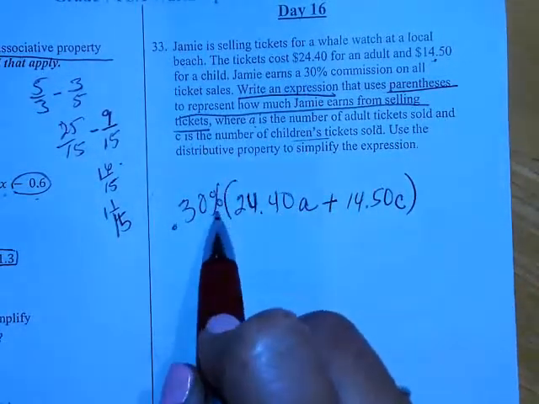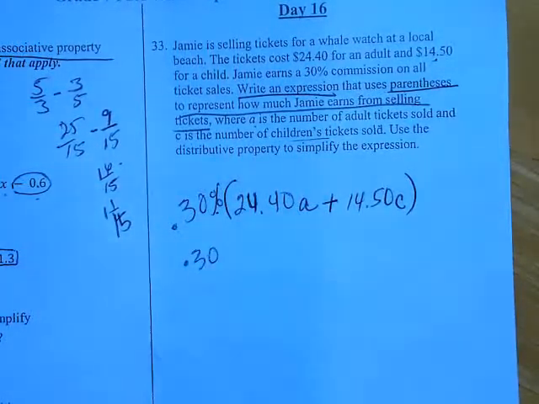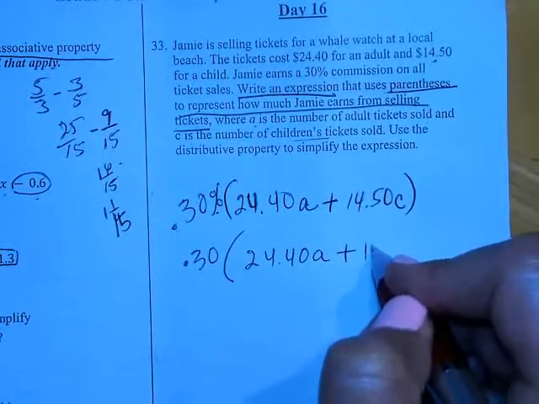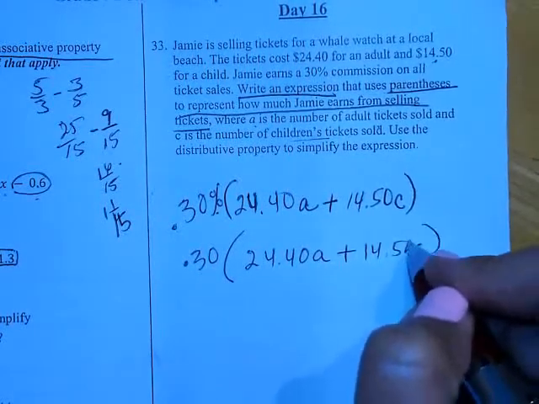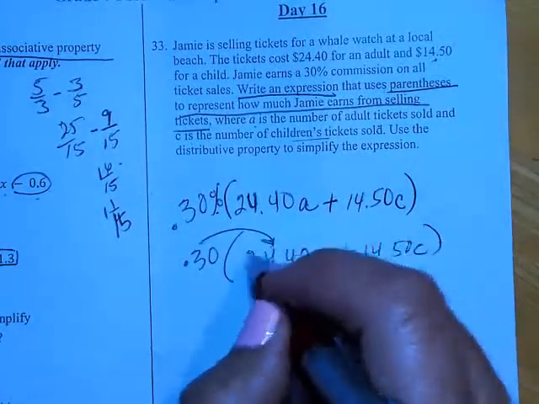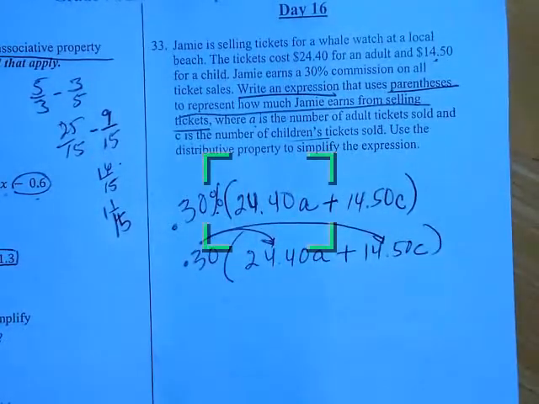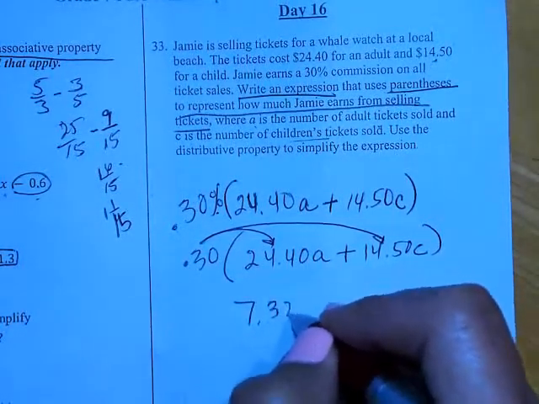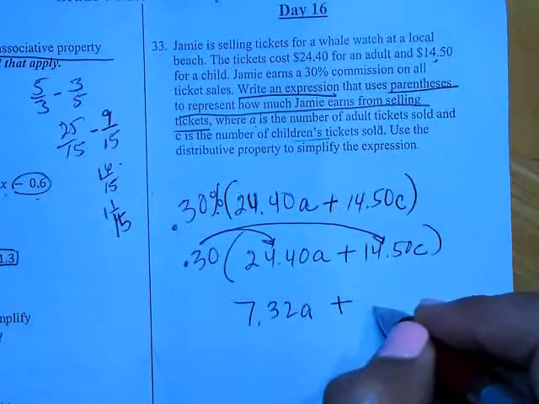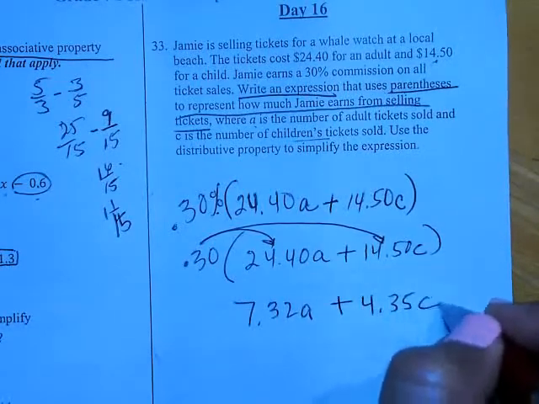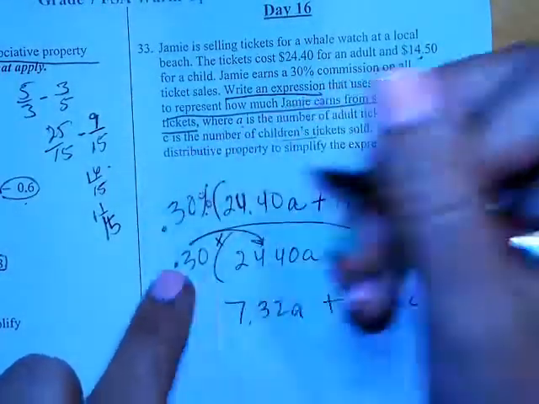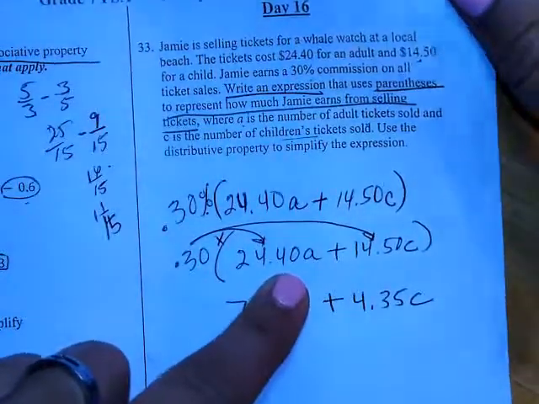Okay? My expression now here is, I'm going to change my percentage to a decimal. The expression becomes 0.3 times (24.40 A plus 14.50 C). Distribute the 0.30 to each coefficient. That will give you 7.32 A plus 4.35 C. Okay, distribute means multiply. So multiply 0.3 times 24.40 and 0.3 times 14.5.